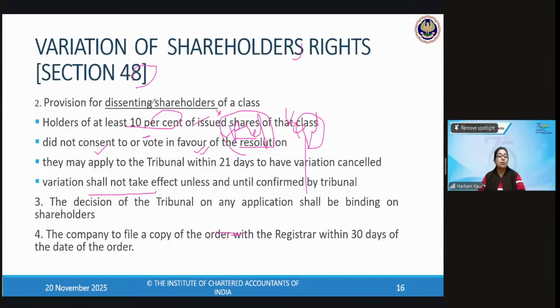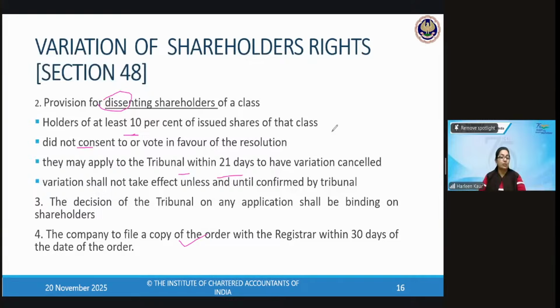After that, what was the provision of dissenting shareholders? Yes, ma'am. Those shareholders who are not happy with this variation, at least 10% of the issued shares of that class, if they did not consent, they can apply to the tribunal within 21 days, and the tribunal will take the final decision, and the copy of the order has to be filed with the registrar within how many days? Within 30 days. So generally the copy of a document submitted to the registrar is within 30 days of the order. So if such a question comes in the MCQs and you cannot recall it immediately, then on the safer side, with the registrar most of the time it is 30 days.